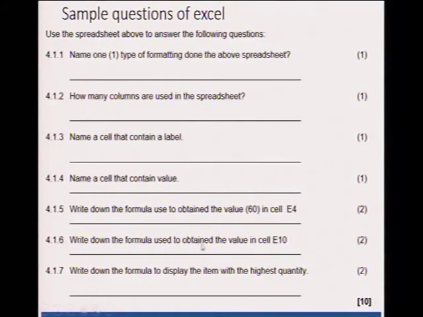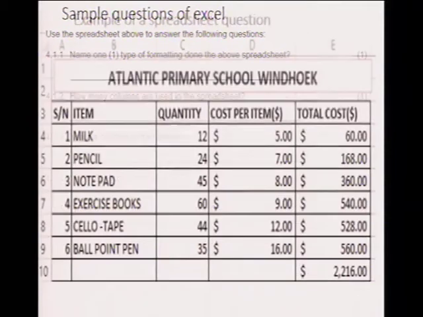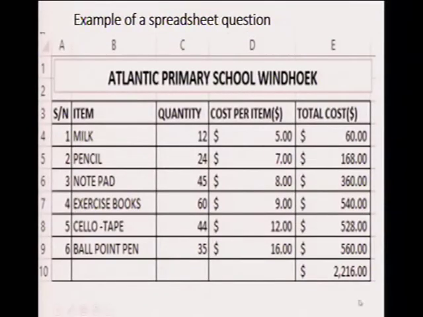Let's take one more question. Write down the formula used to obtain the value in cell E10. Let's just look at E10. What is happening in E10? This is E10. Can you see that now? E10 is the total, the addition of all these values, meaning all these values were added together to get this. But what formula was used in getting this? Write it out for us.